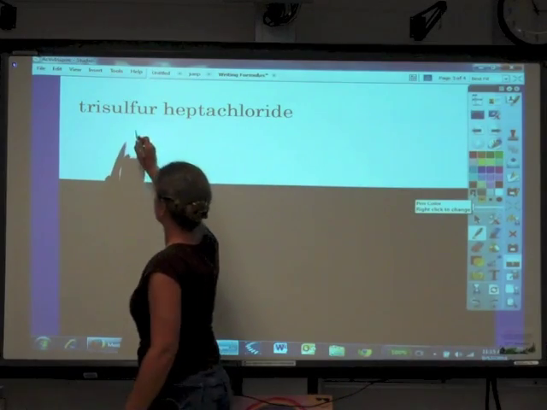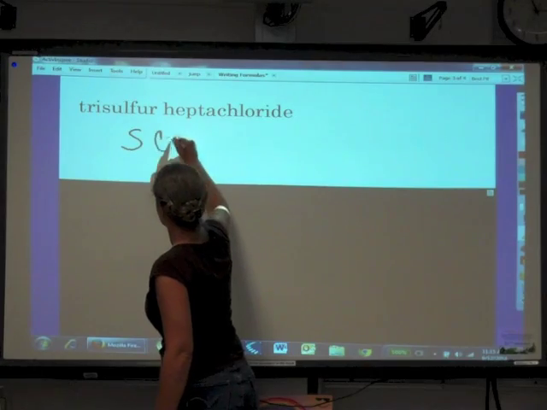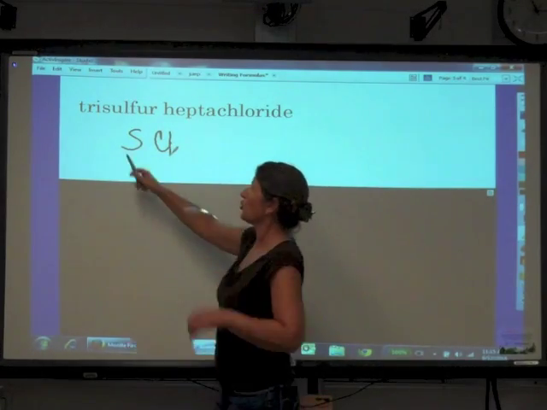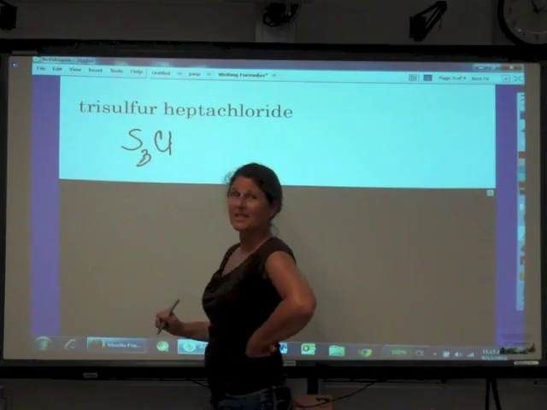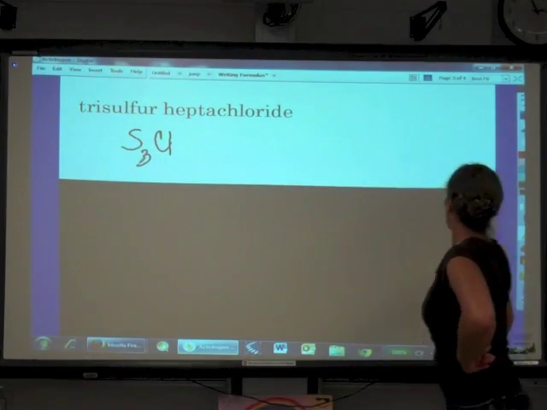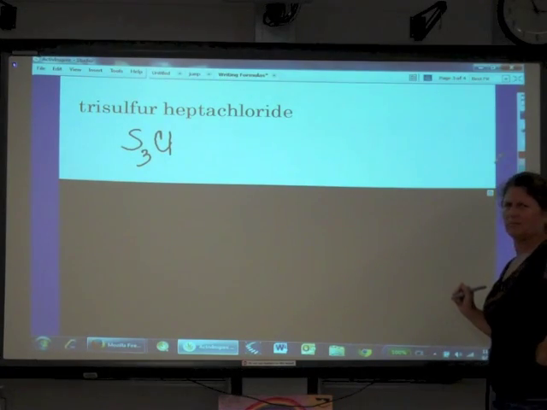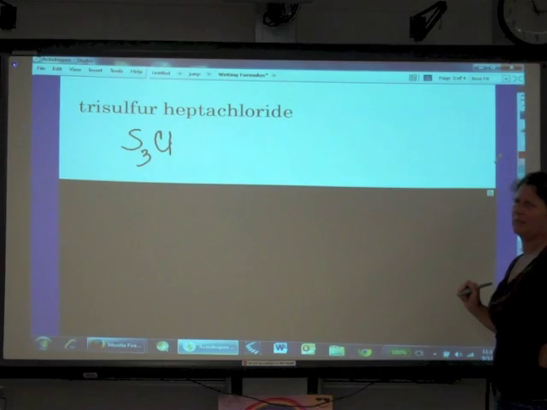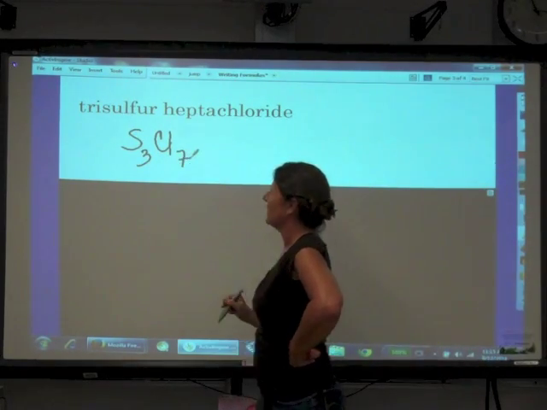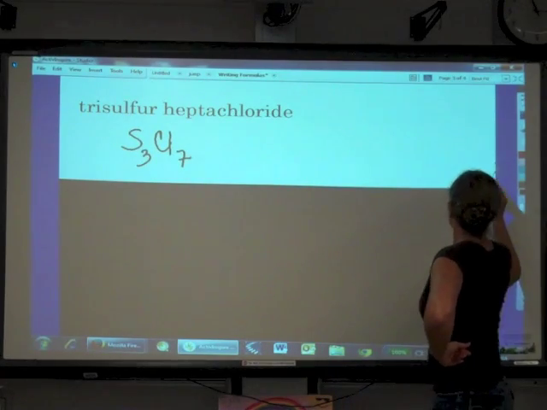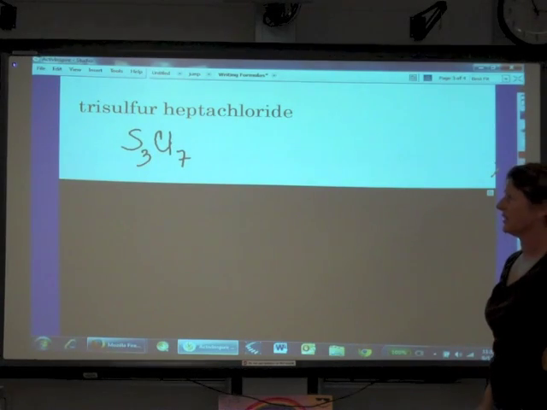Sulfur chloride, trisulfur. Tri means 3. Hepta. What's hepta mean? Hepta means 7. S3Cl7. Ooh, isn't that easy? That's a nice one. All right, so that's covalent. Those are pretty straightforward.